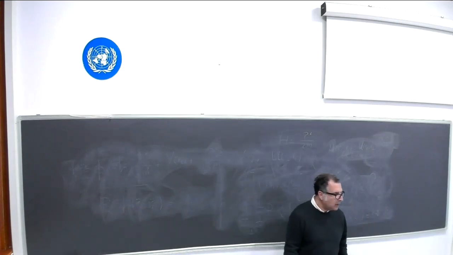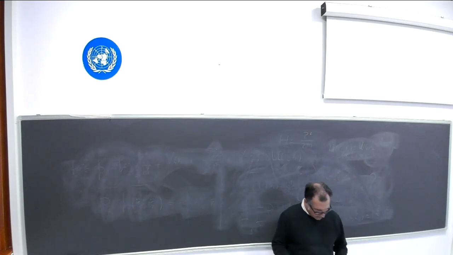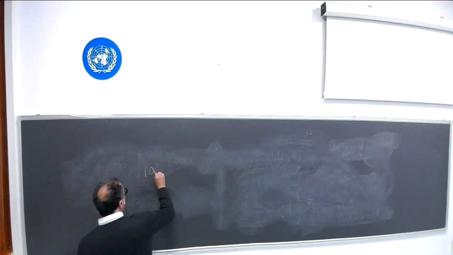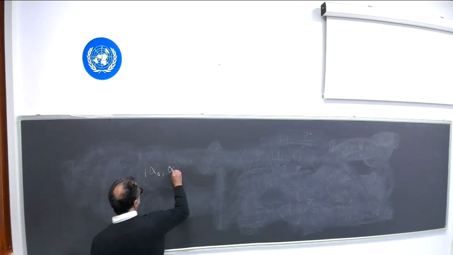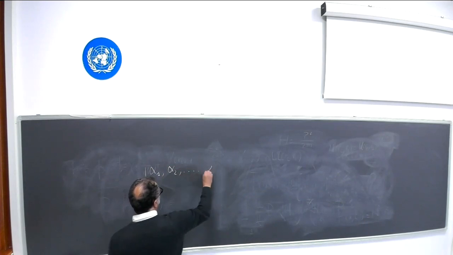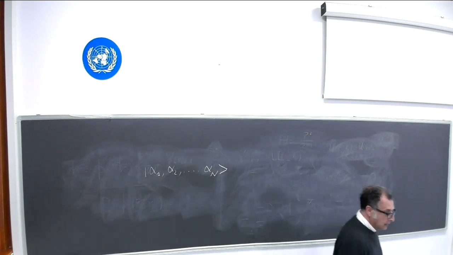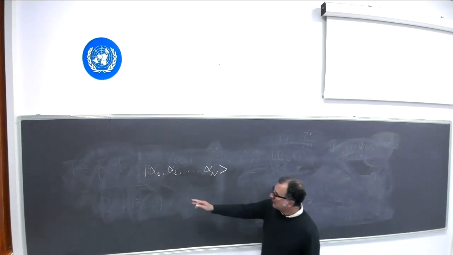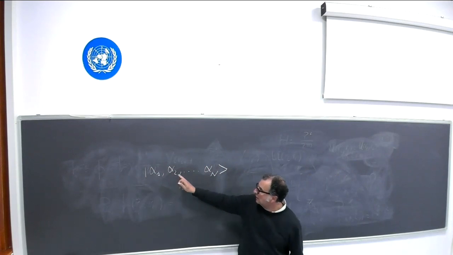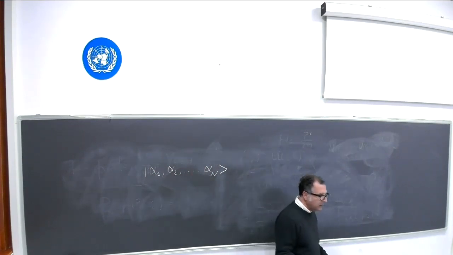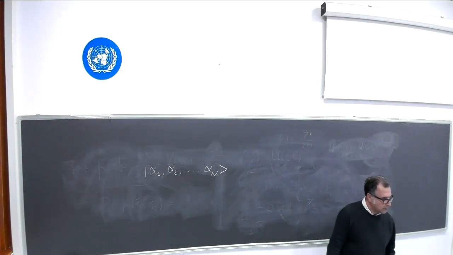I simplify the notation a little bit just to keep it simple. I will consider the state alpha 1, alpha 2, alpha n. I just write the ket; I do not write the wave function. And these are the quantum numbers. They can contain anything, everything, also the spin.